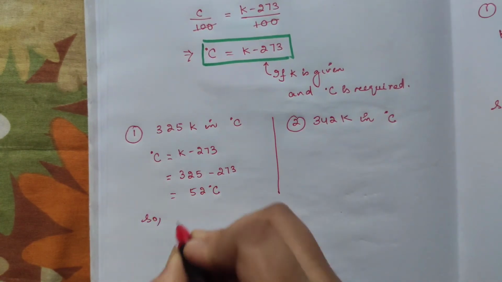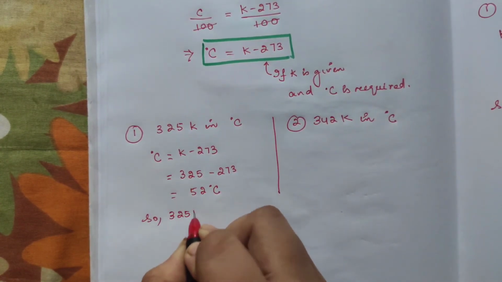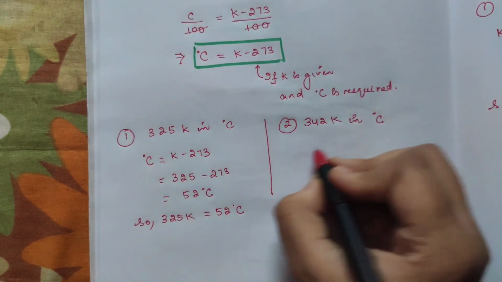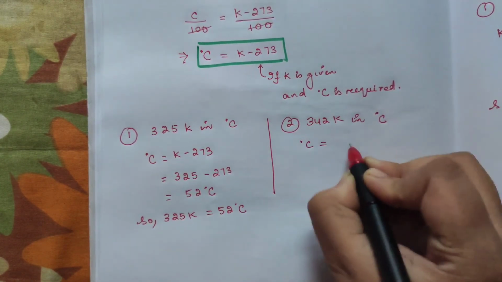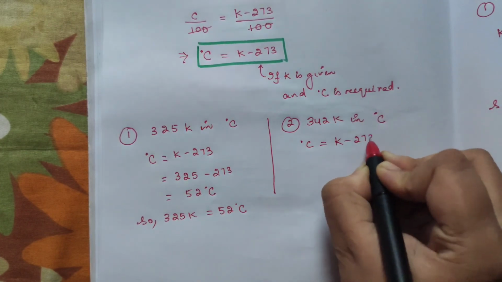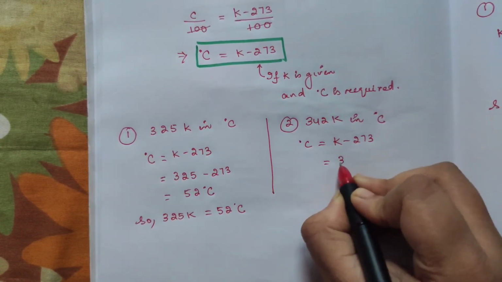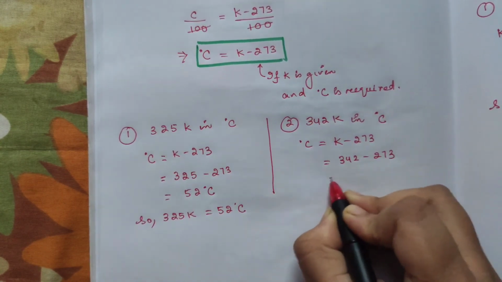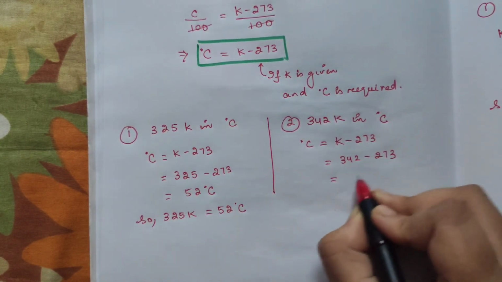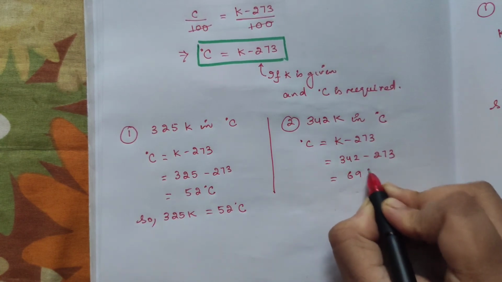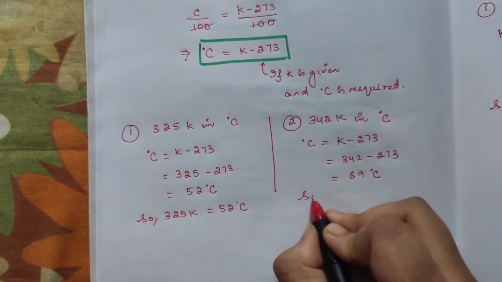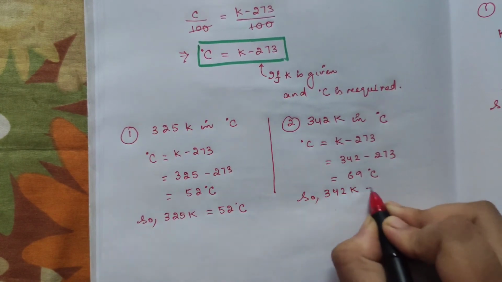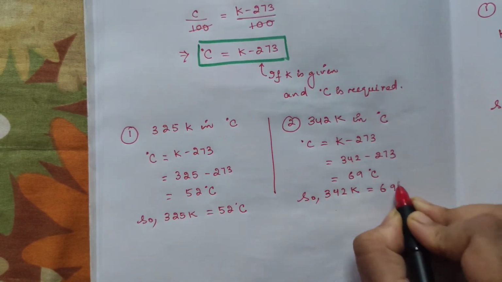So 325 K equals 52 degrees centigrade. Over here again, let me write the formula. C equals K minus 273 equals 342 minus 273 equals 69 degree C. So 342 K equals 69 degree C.